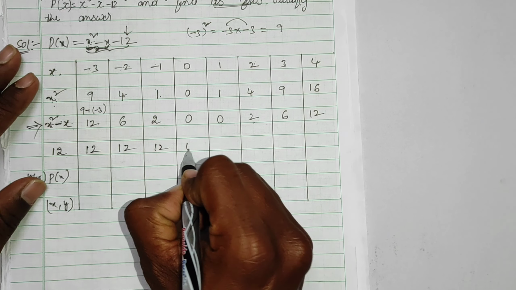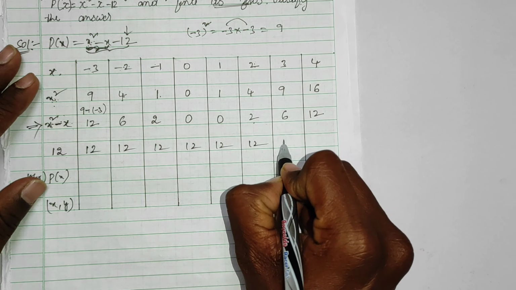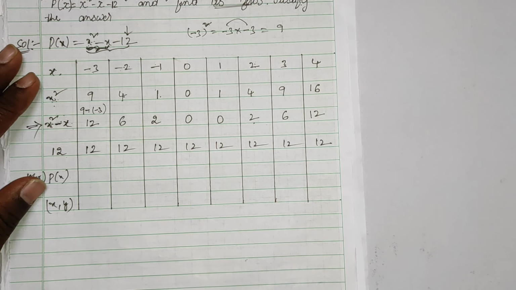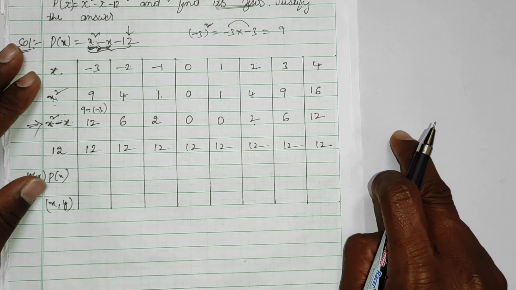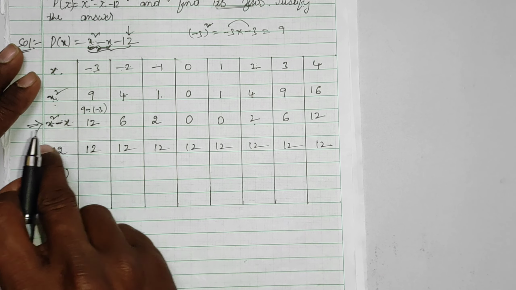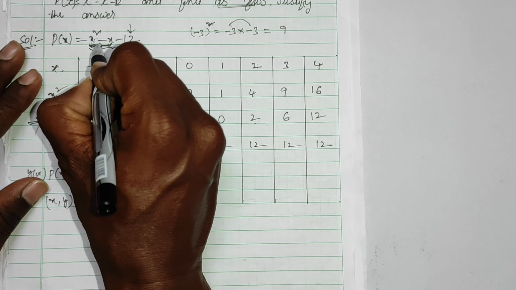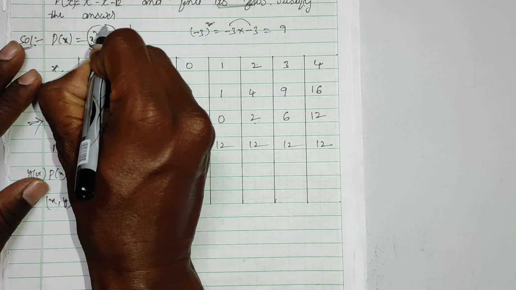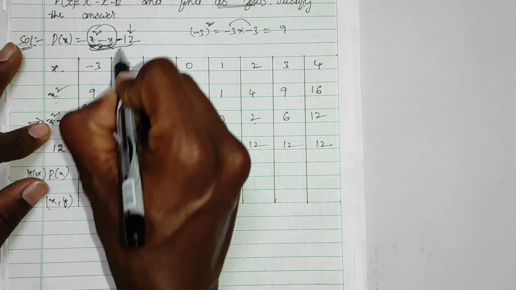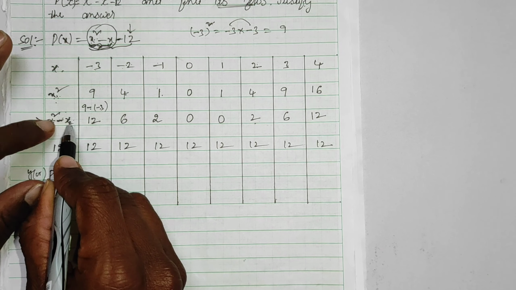12, 12, 12, and so on. Whatever the constant. If it is 7, you write all 7s. Suppose it is 10, you write all 10s. Like that you have to write. Now the last condition. Already we got the x square minus x here. Then we have to subtract 12. That means x square minus x minus 12.